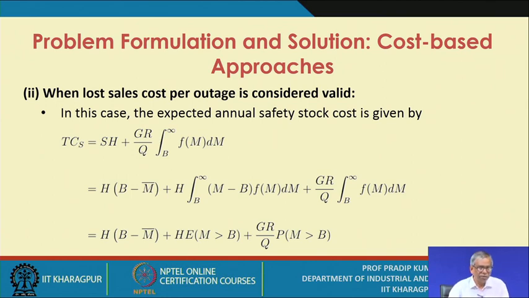Now the next important case we will be dealing with is when the lost sales cost per outage is considered valid. In this case, the expected annual safety stock cost, like in the previous case, we have these expressions.